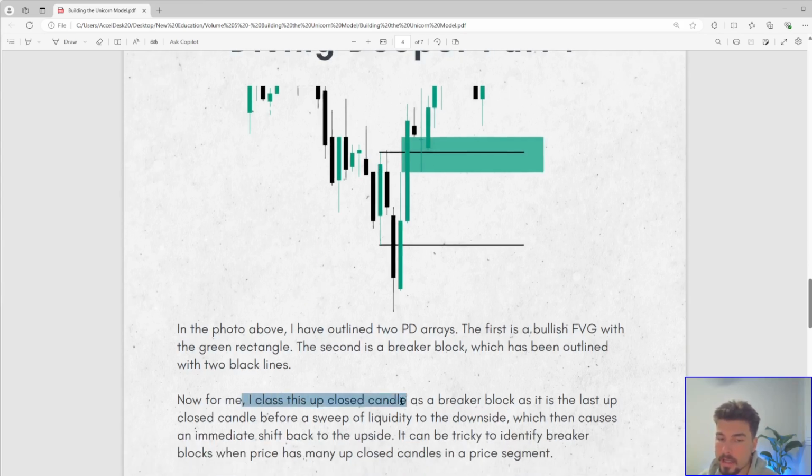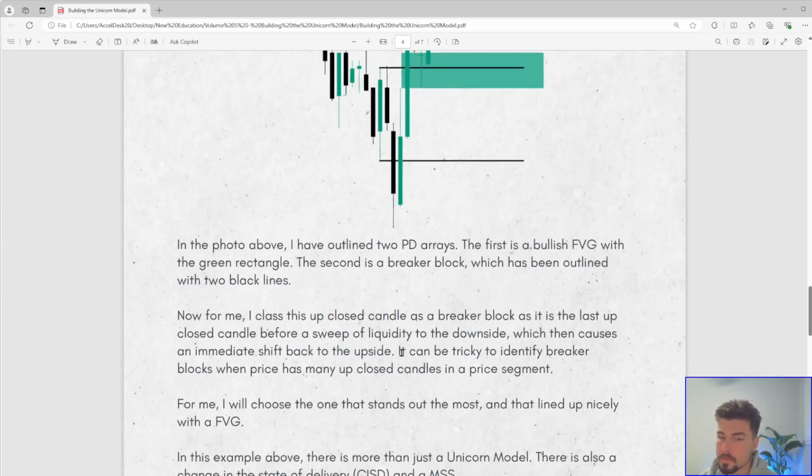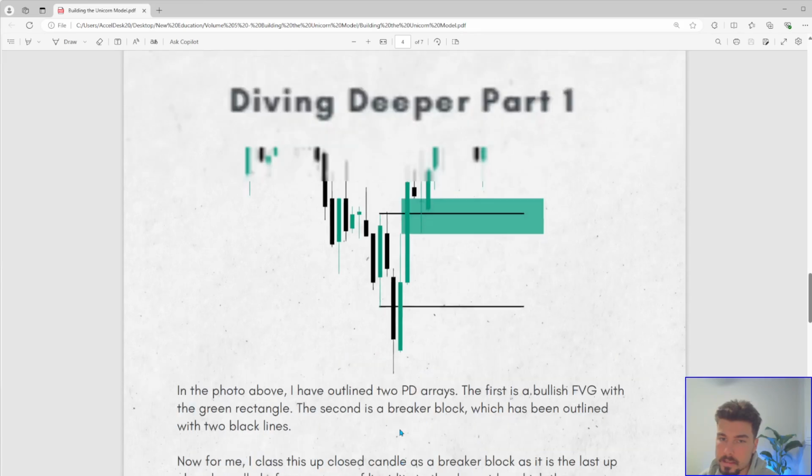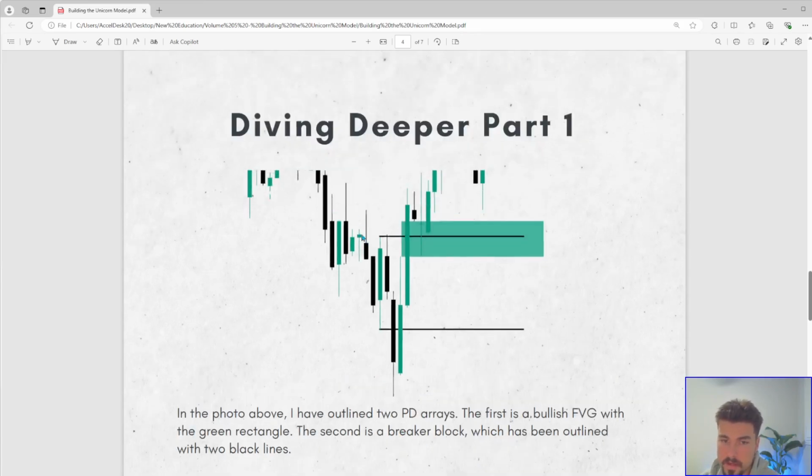Again, I class this up close candle as a breaker block, as it's the last up close candle before a sweep of liquidity, which we said, right? Sweep liquidity. And then we have the shift in structure. I've also mentioned here that sometimes it can be tricky to identify breaker blocks when price has so many up close candles. So for me, I'll choose the one that stands out the most, right? So for example, here you've got these up close candles, this one here too.